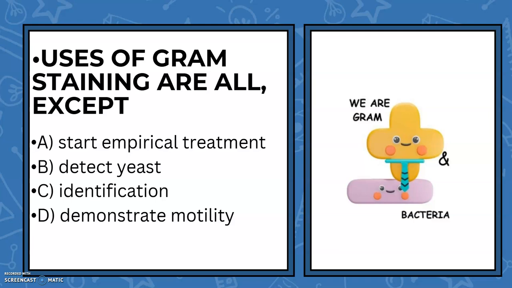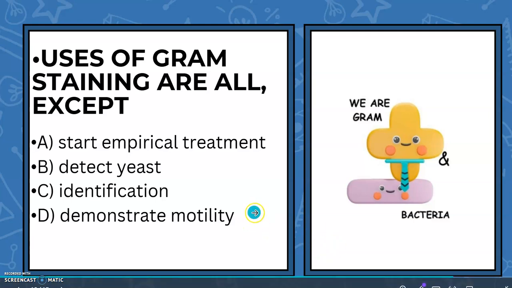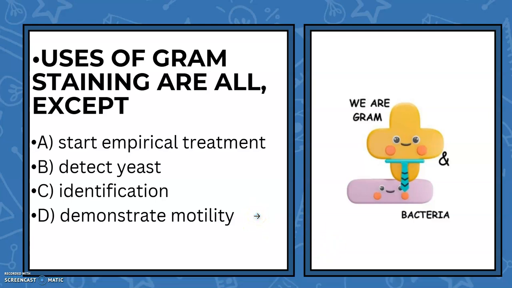So what are the uses of gram staining? A, start empirical treatment. B, to detect yeast. C, for identification. Or D, demonstrate motility. One of these options is not a use of gram staining. So start empirical treatment, detect yeast, identification, or demonstrate motility.